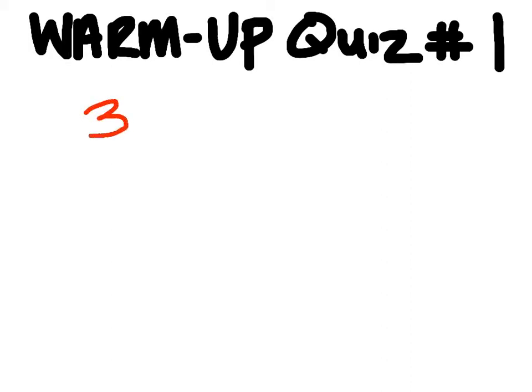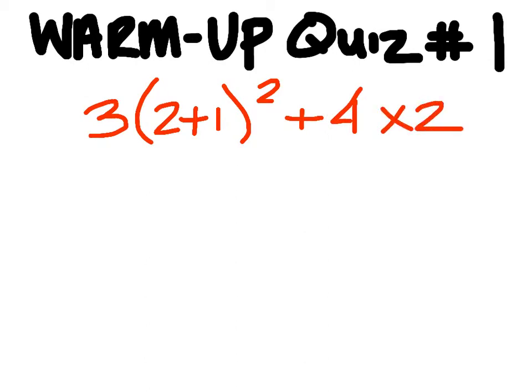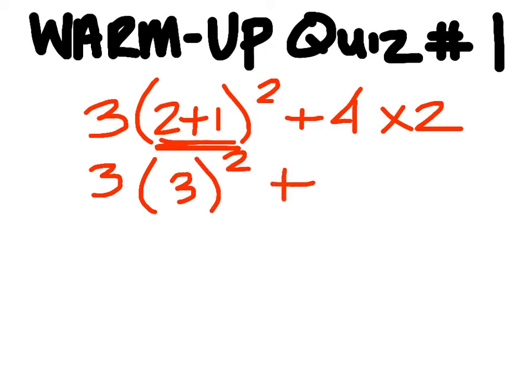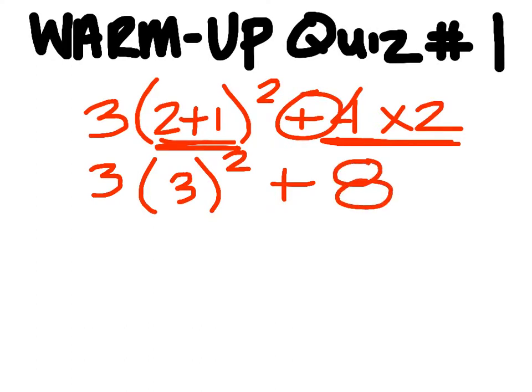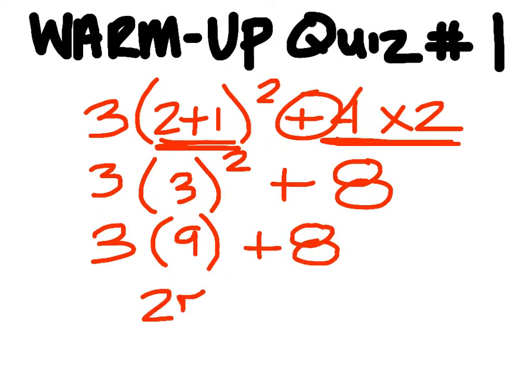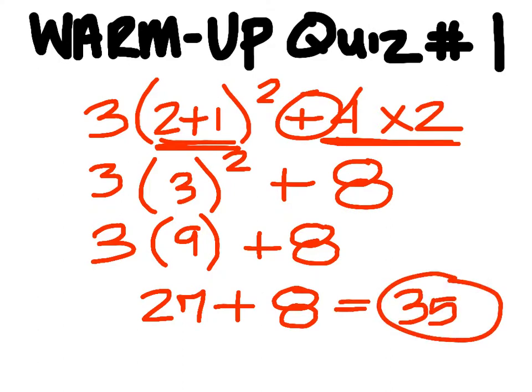Number 1. The solution is to go to the parentheses first and do 2 plus 1. That's 3. Now you can do this multiplication since it's separated by this. Make it 8. And then 3 squared is not 3 times 2. That's 3 times 3, which is 9. 3 times itself. So 3 times 9 is 27, plus 8 is 35. Try this one.